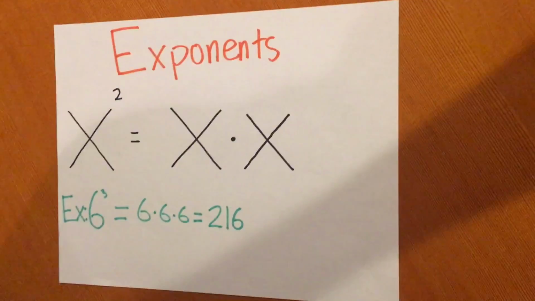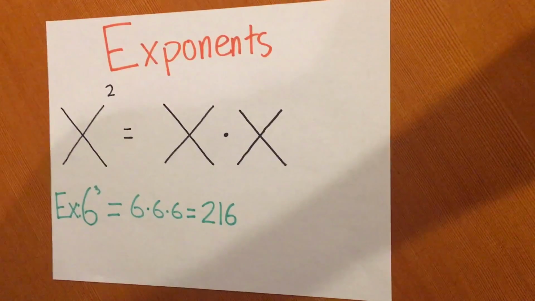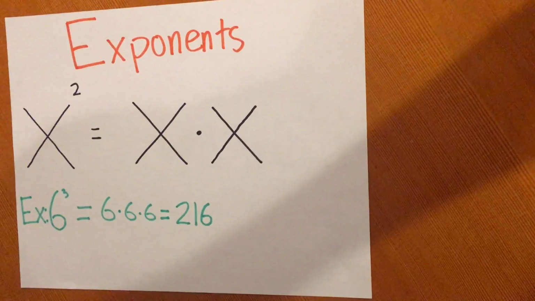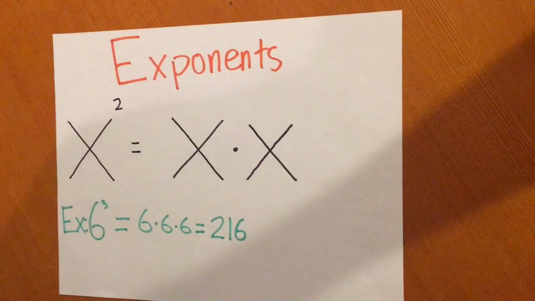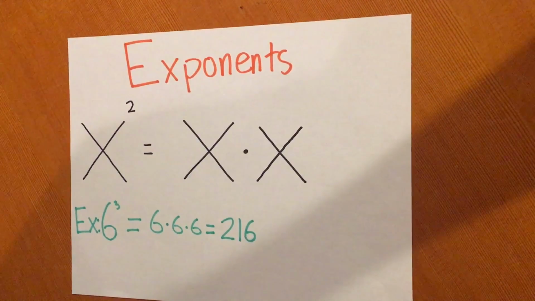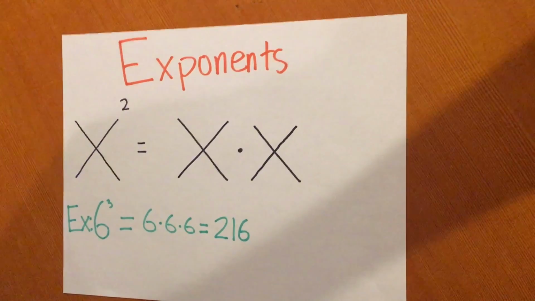Exponents. When a variable is raised to an exponent, you're simply multiplying that variable by itself the number of times the exponent is. For example, x to the second, you're multiplying x by itself twice, so x times x. Another example is 6 raised to the third, which is you multiplying 6 by itself 3 times. So 6 times 6 times 6, which equals 216.